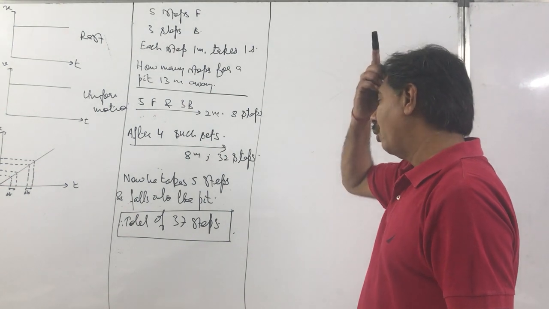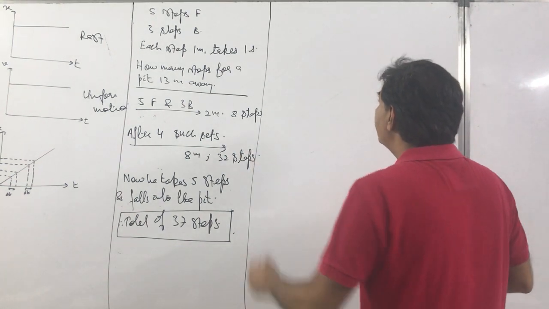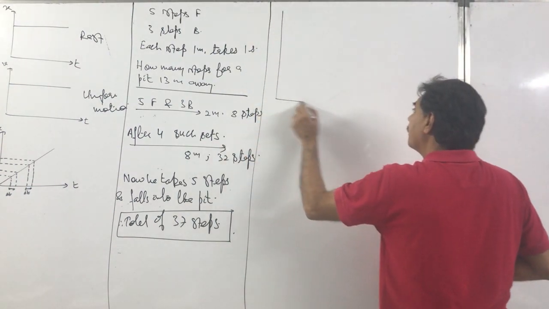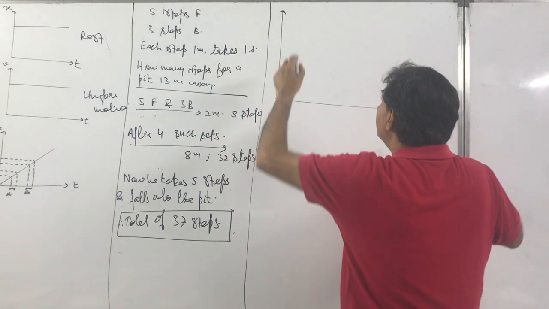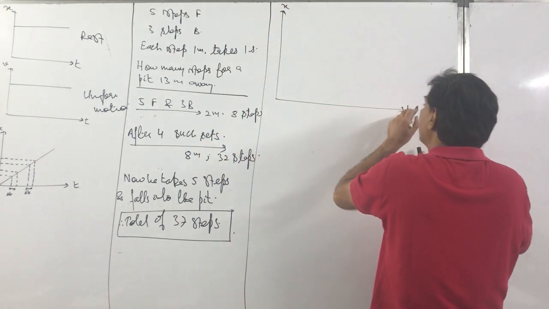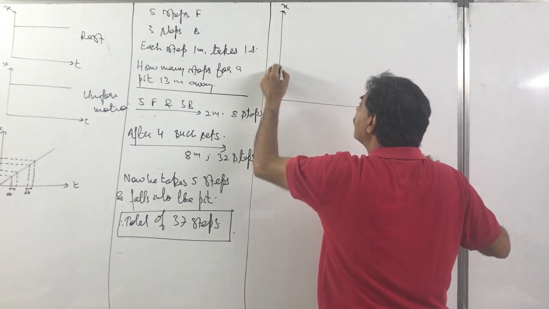There was a graph also of this, a position time graph. Rayan was the one who was asking me about this. I hope it is this graph. This is the position time graph. So initially he moves 5 meters.